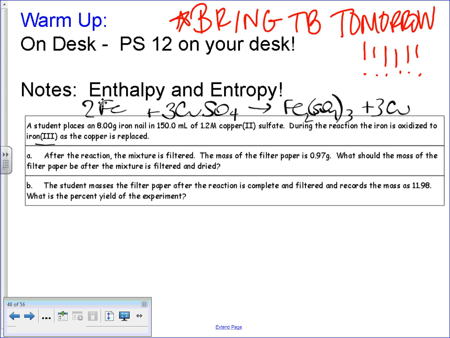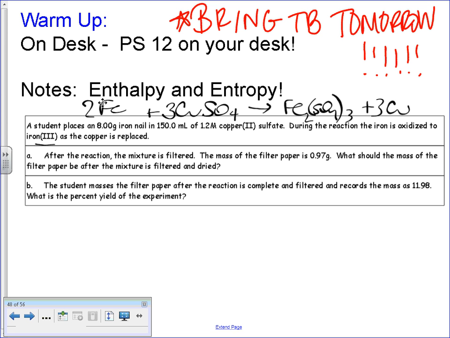Did you do this reaction? Yeah, we did it in the types of reactions lab. Okay, so a student places an 8-gram iron nail in this amount of this molarity during the reaction. What do you notice I'm giving you? I'm giving you information about reaction 1 and information about reaction 2. What did I tell you that was key in terms of what kind of problem this is?